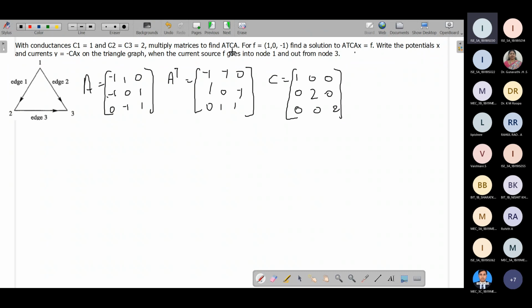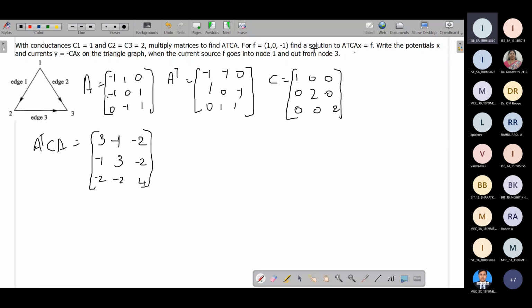Now we have to find A transpose CA. If we multiply A transpose C into A, we'll get the matrix as, I think everybody knows matrix multiplication, so I'll write the direct answer: 3, minus 1, minus 2, minus 1, 3, minus 2, minus 2, minus 2, 4. This is the solution to the first part, that is to find A transpose CA.